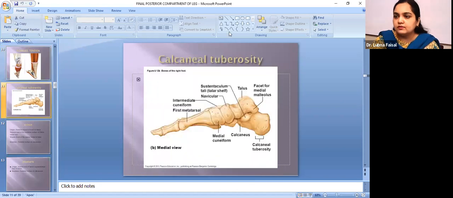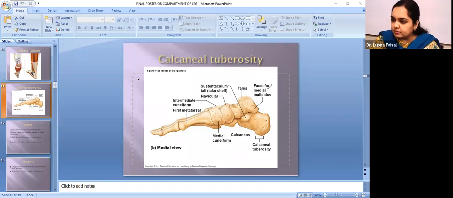Now the bones of the foot. For the bones of the foot, just have a look at the medial view. Calcaneum, talus, the navicular and cuneiforms, the cuboid, and later on the metatarsals. These are the bones of the foot.